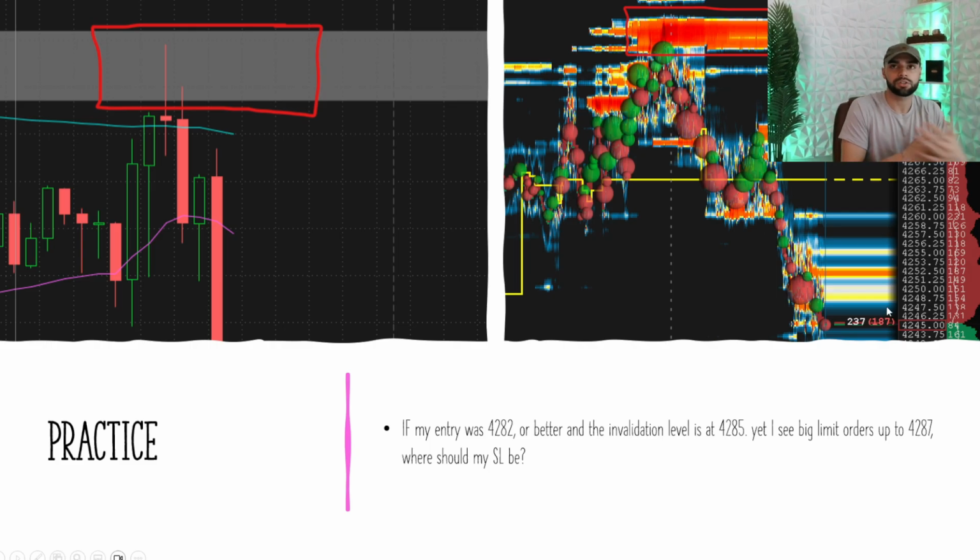It also determines your risk to reward ratio, right? If I got in and my risk on invalidation is already way more than I want it to be, I'm not going to move it up.